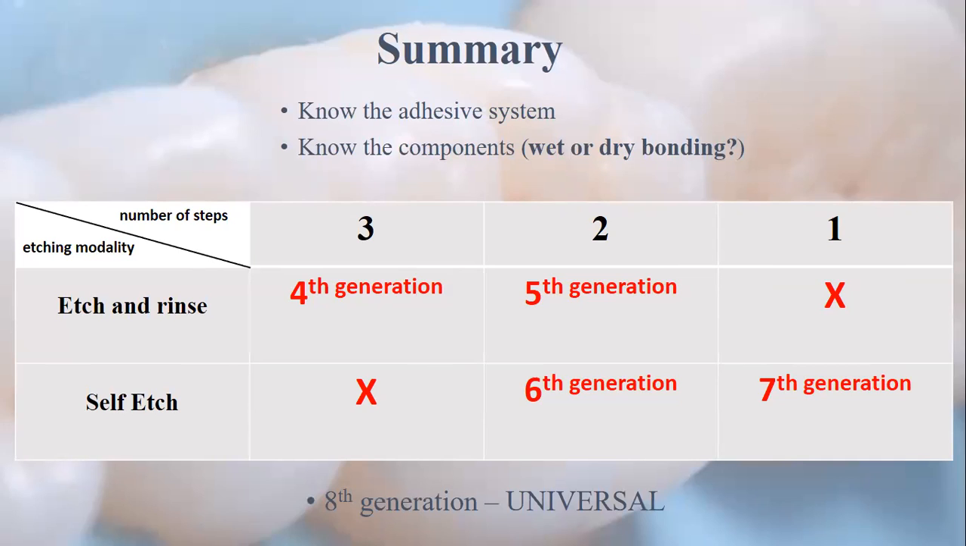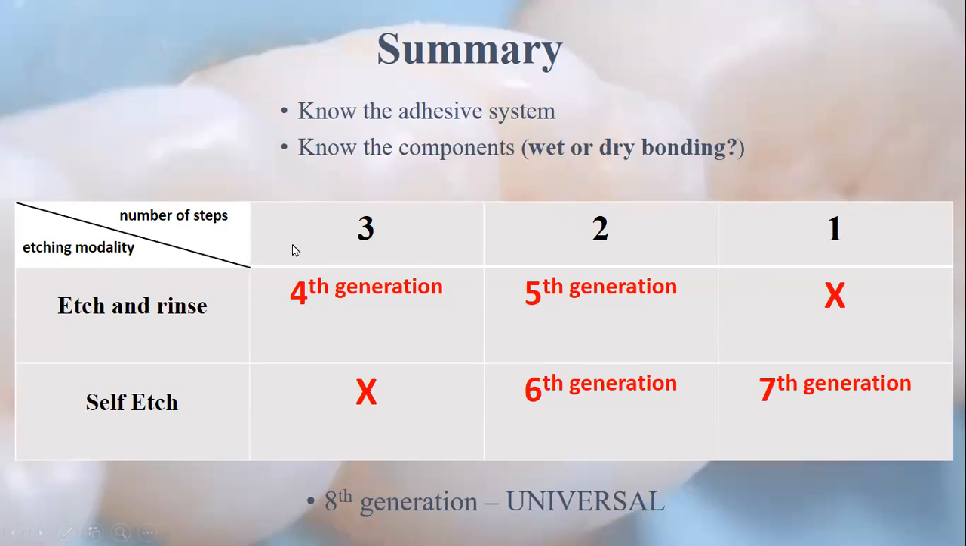First of all, you need to know the adhesive system, right? Whether it's fourth, fifth, sixth, seventh, or even eighth generation, whether it's etch and rinse or self-etch, whether it's 3-step, 2-step, or 1-step, and then know the components, especially of the primer, for you to be able to decide whether you're going to use wet bonding or dry bonding, right? So as you can see, on the rows, we have the number of steps, and then in the columns, we have the etch and rinse.